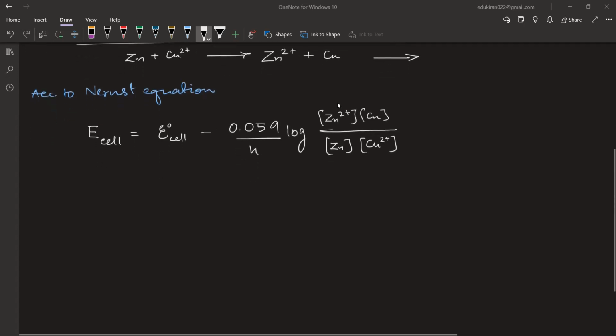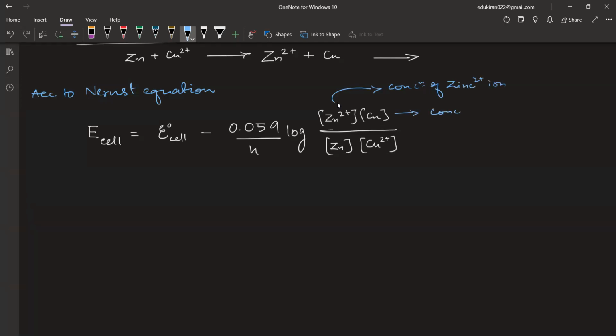Now what we need is the concentration. See, these are the concentration of zinc ion, zinc 2 plus ion. Then this is the concentration of copper metal. Okay. So in cases, you will either see concentrations like this, or you will see concentration of a metal, or else you can see pressure of gas. If there is a gas, then what you have to put? You have to put the pressure.